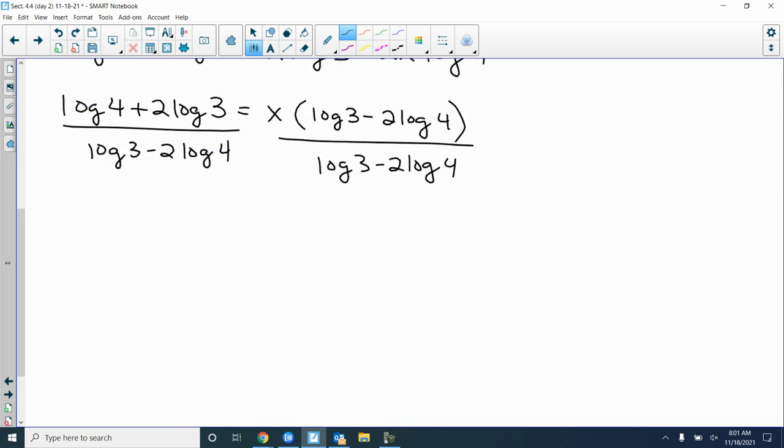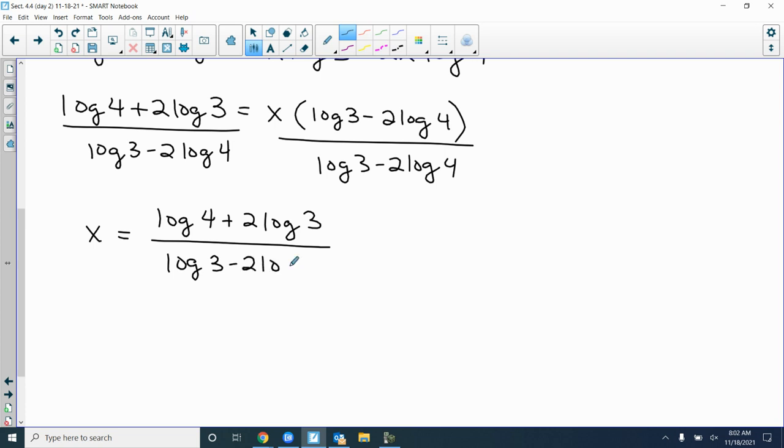I'm just going to change the order and put the x first. So x equals log of 4 plus 2 log of 3 over log of 3 minus 2 log of 4. Okay, now it's just a calculator entry problem.